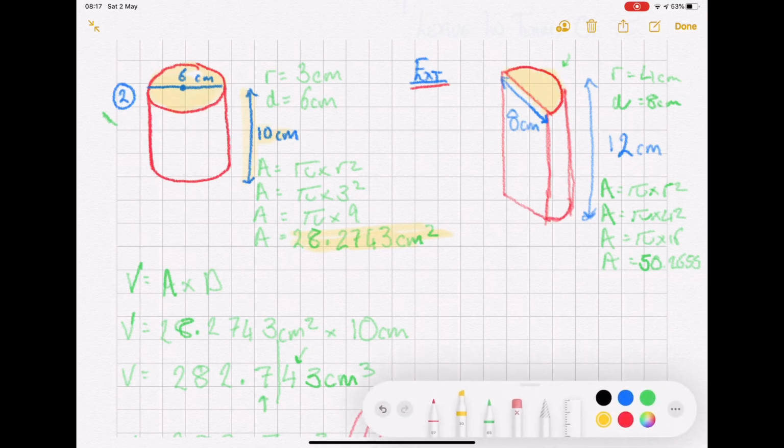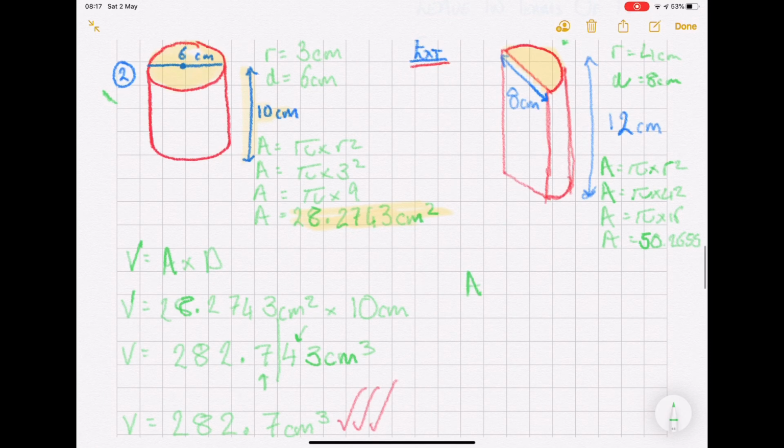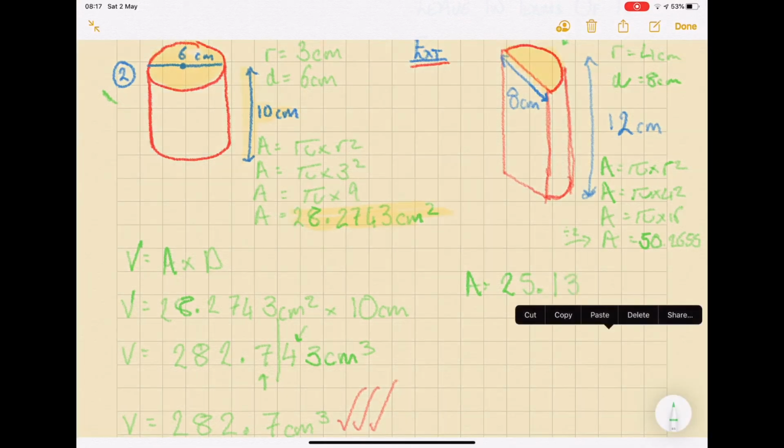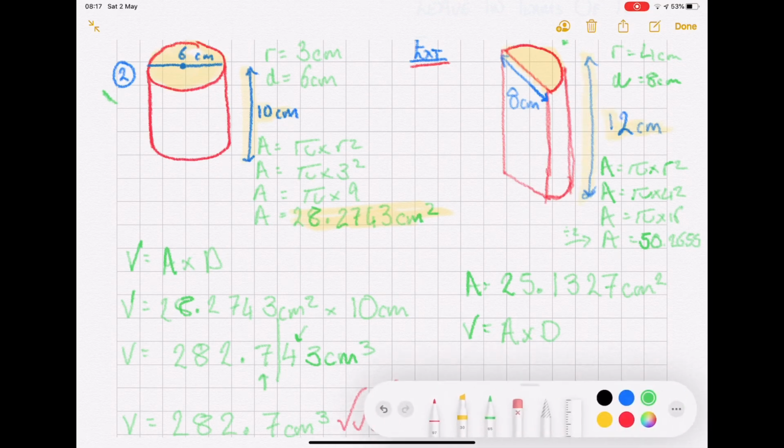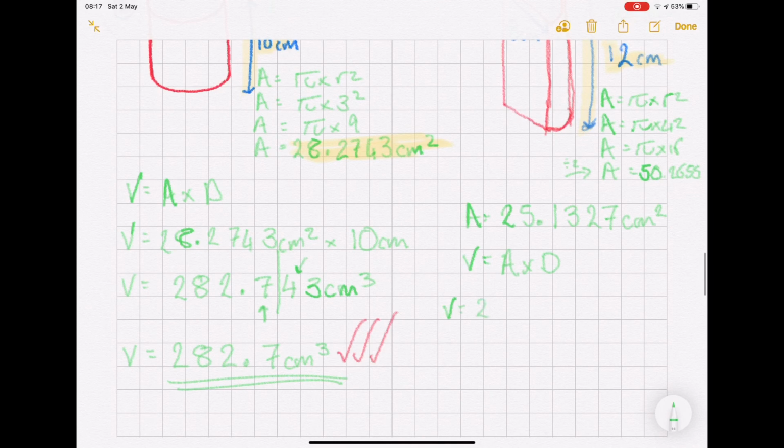So in order to find the area of that cross section, we need to take this number here and divide it by 2. So if we do that on our calculator, we divide that by 2, we end up with 25.1327 centimetres squared is our area. Okay, now volume is area times by depth. So our depth, 12 centimetres. So it's nice and easy. Volume is 25.1327 centimetres squared times by 12 centimetres.